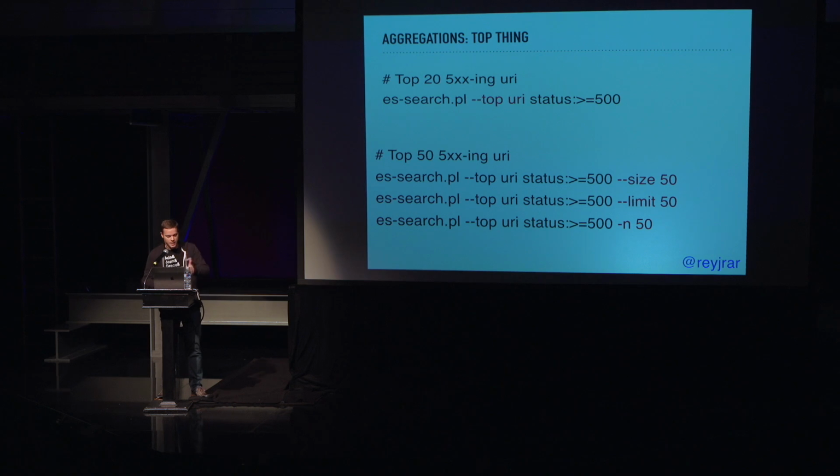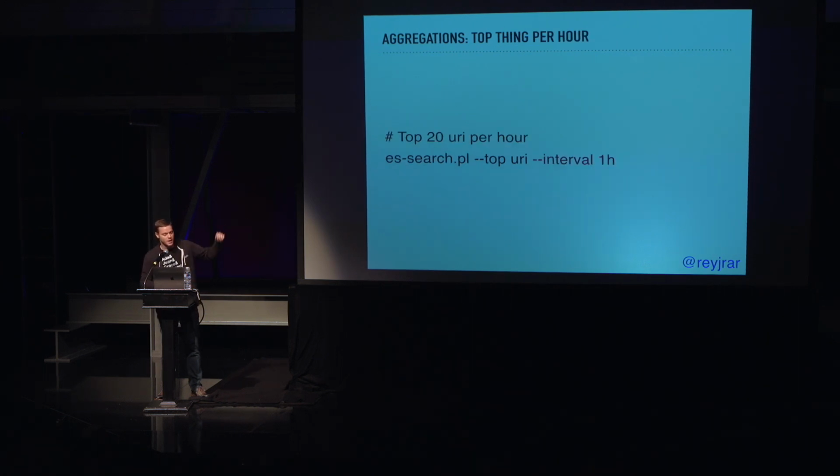And this is what they look like. So if I want to show the top URIs where I'm getting any type of server-side error, I would get the top 20 with the first one, and then I can change that size with those flags. If I wanted to look at it by hour, I could say interval hour. It'll add a date histogram into the aggregation.